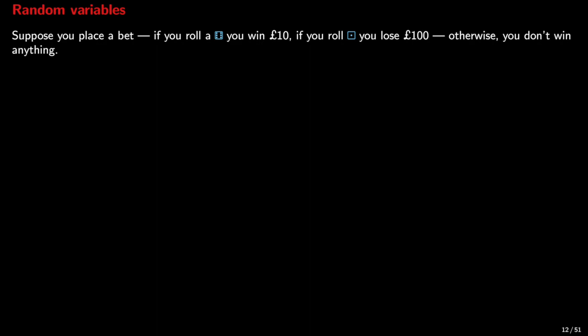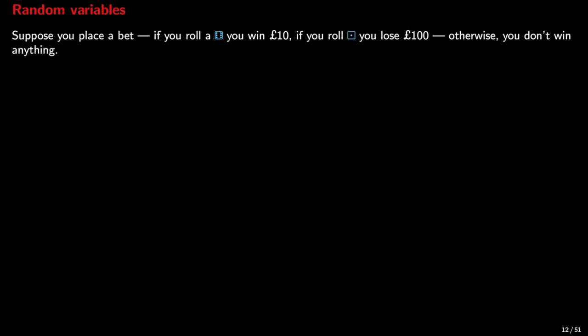Now, having defined the probability space, which is the basic concept in our discussion and in what follows, we can talk about random variables. So a random variable, roughly speaking, is a numerical outcome of a random experiment. So for example, you place a bet. You say if you roll a 6, you win £10. If you roll 1, you lose £100. Otherwise, you don't win anything.